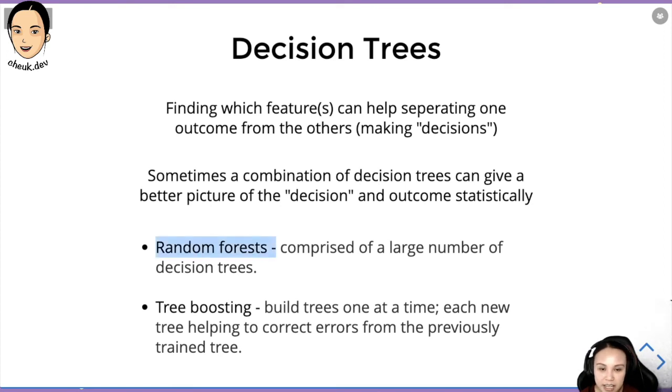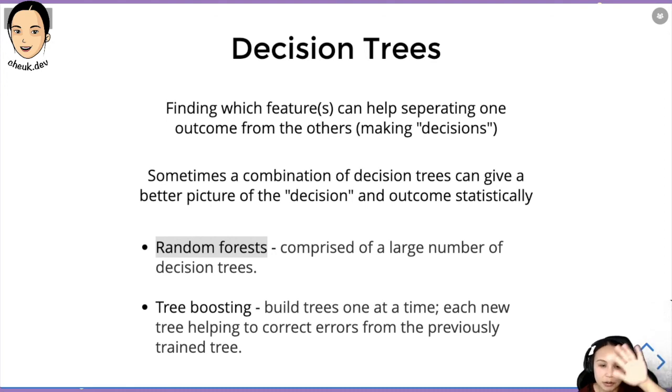But there are two main algorithms that do that: the random forest and tree boosting. There are lots of tree-based algorithms that work like that, based on the decision tree, and I just combine them. Random forest means that I build a forest. I build lots of decision trees and then combine them to make a more statistically accurate result, rather than making just one decision tree.